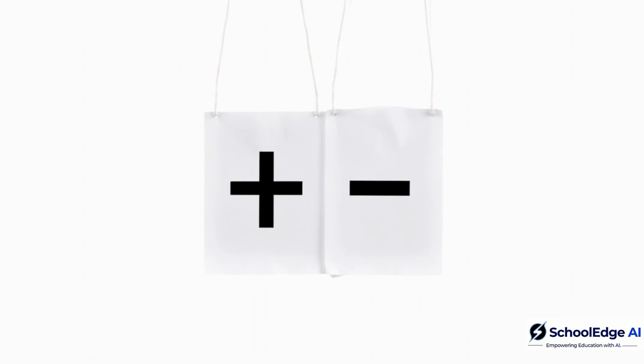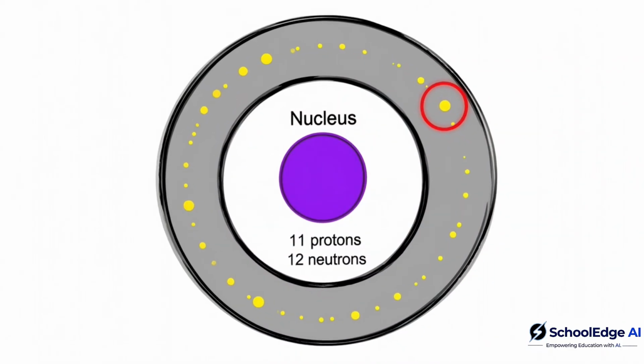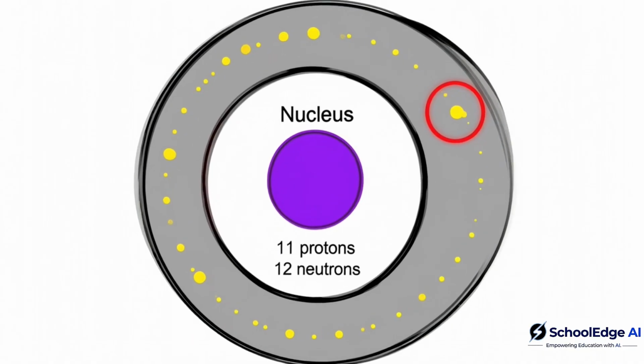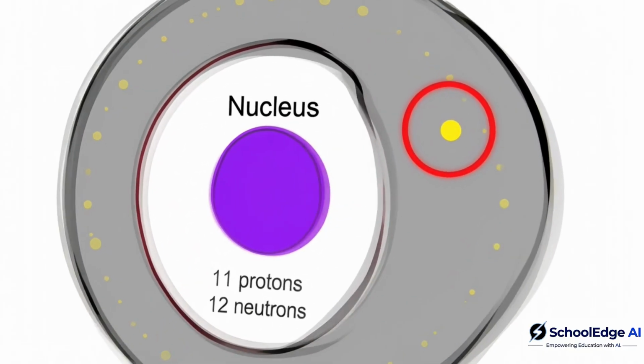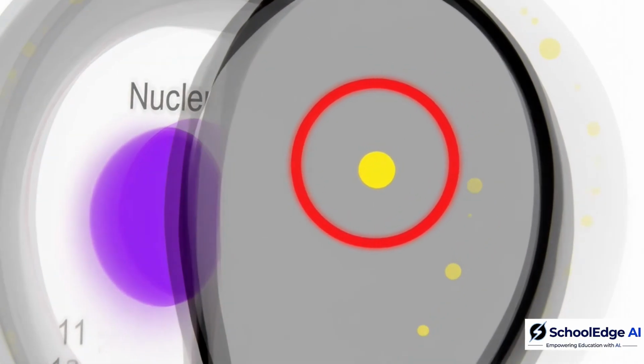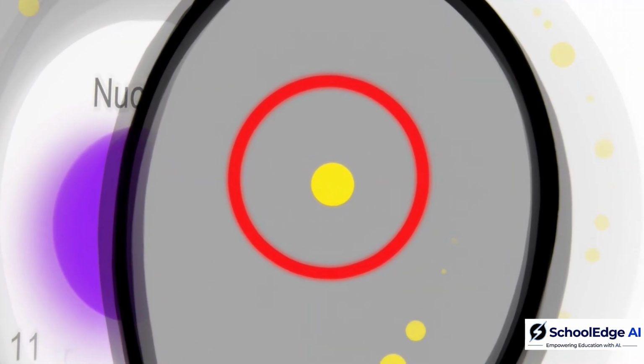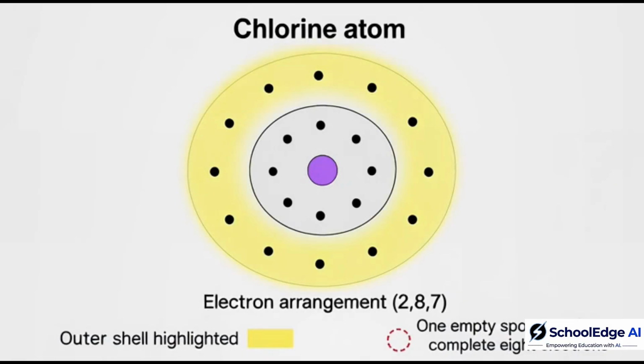Let's investigate. Look closely at this sodium atom. One electron is on the outer shell. Do you notice anything special? Keep watching. Now look at chlorine.